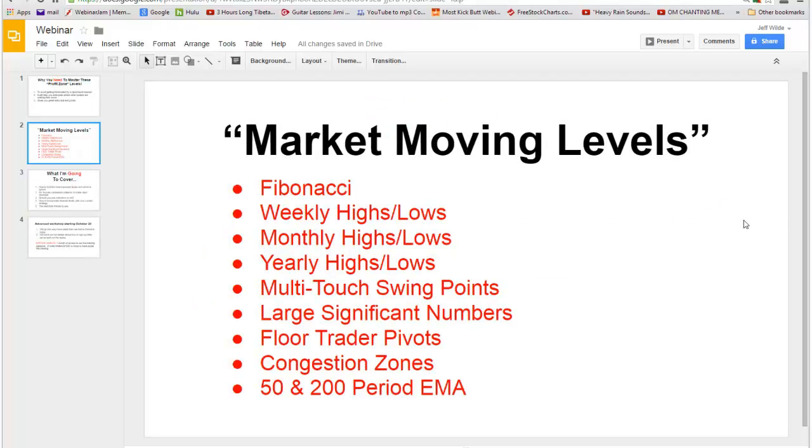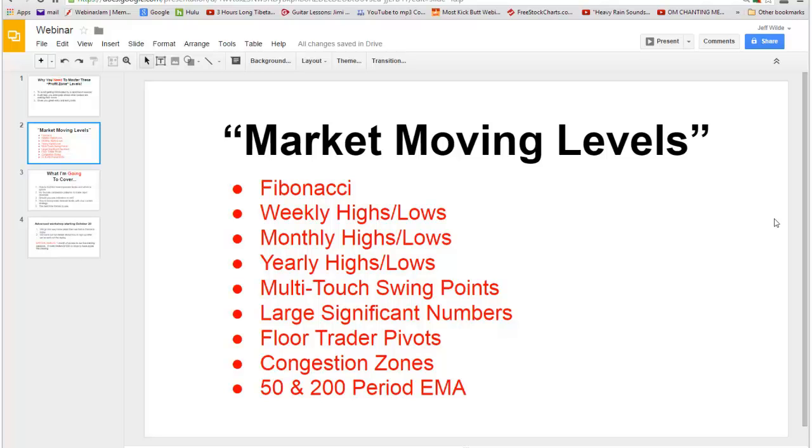Now, what I'm going to also talk about is what I call the market moving levels. These are any levels that can cause rapid reversals in the market. You're going to be familiar with a lot of these, like the Fibonacci levels, the retracement levels. We also have Fibonacci extension levels. Then you've got weekly highs, lows, monthly, yearly. These are all things that people watch. There's also a thing I'm going to cover, which is multi-touch swing points, and those are really one of the most powerful, and I'm going to teach you how to find those very quickly.